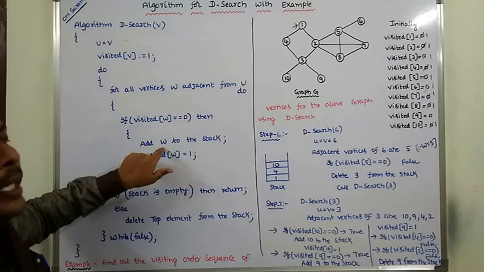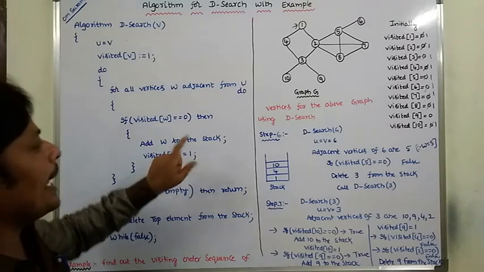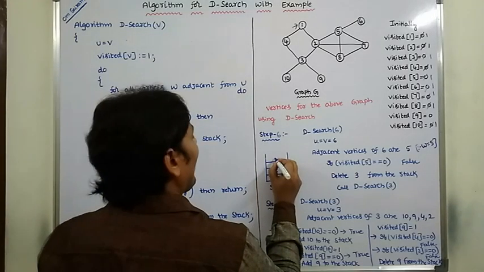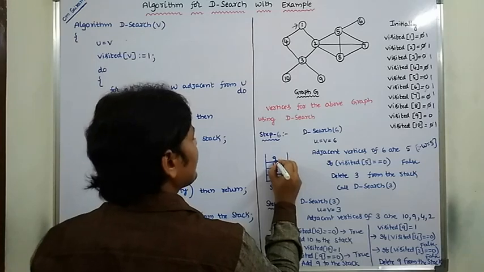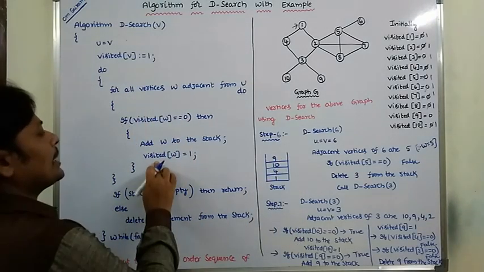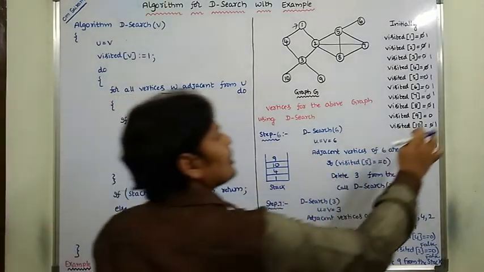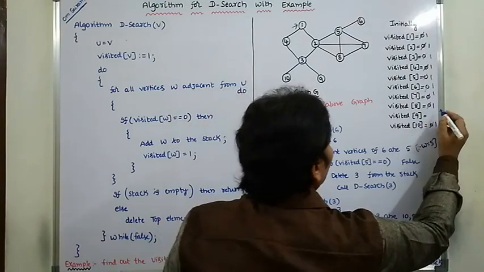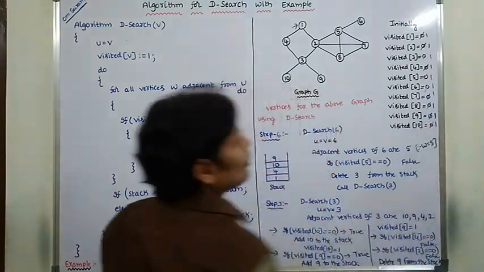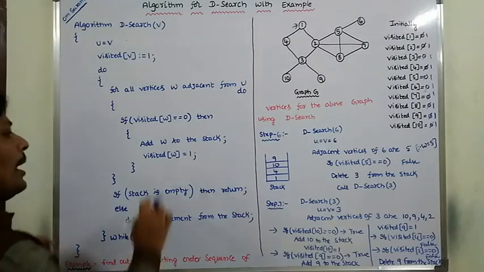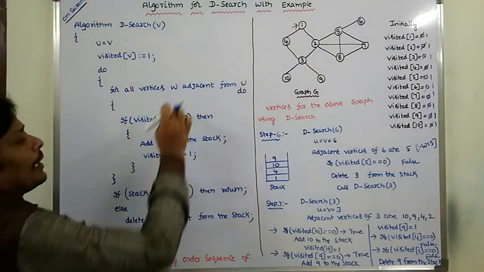Add w, which is nothing but 9, to the stack. So now add 9 to the stack. Next, visited of w is equal to 1. So visited of w is nothing but 9. Visited of 9 is equal to 1. Okay. Again control goes to the for loop.